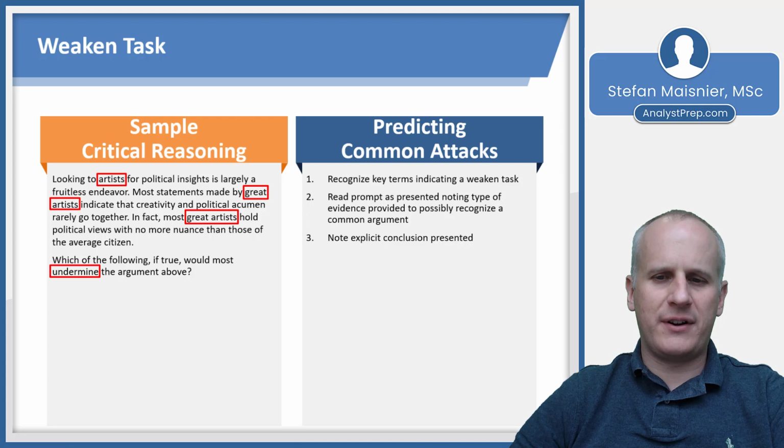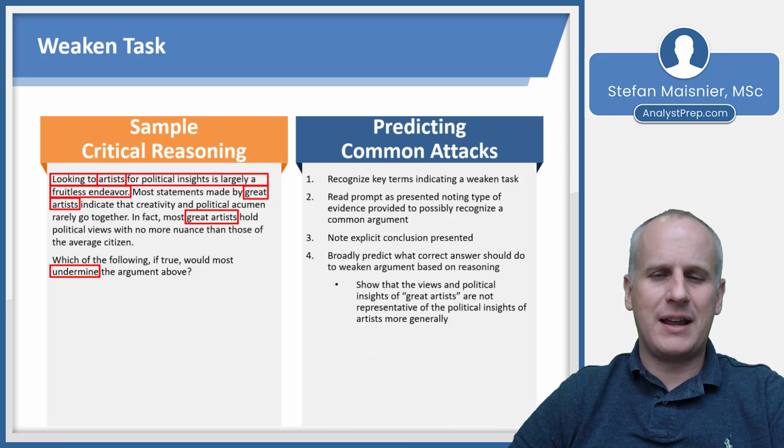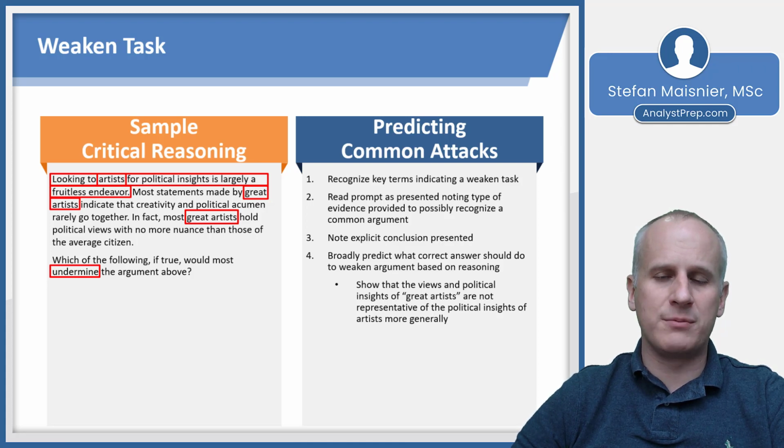And so we've got to identify our conclusion, and the conclusion is the very first statement, that looking to artists for political insights is largely a fruitless endeavor. And then we have the evidence provided afterwards. But that evidence is about great artists, and it is used to produce a conclusion about artists generally. So we can broadly predict, based on a kind of faulty sample, what the correct answer should do to weaken the argument by identifying a representation style argument: we need an answer to show the views and political insights of great artists are not representative of the political insights of artists more generally.